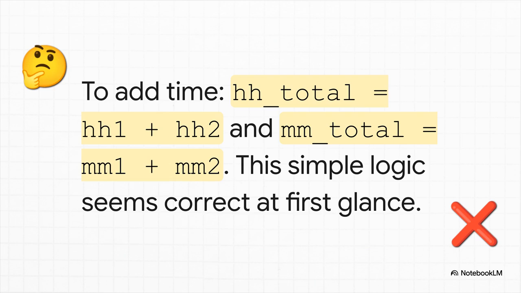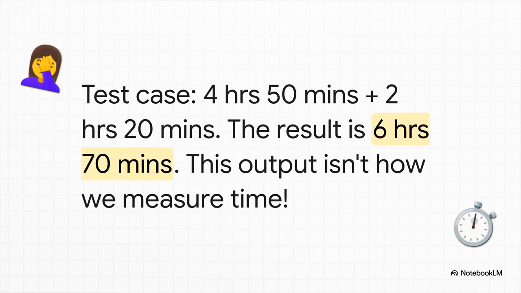Let's look at a really clear example. Here's an algorithm to add 2 lengths of time together. The logic seems simple enough. Add the hours together and add the minutes together. Makes total sense, right? But watch what happens when we test it. If we add 4 hours and 50 minutes to 2 hours and 20 minutes, our algorithm spits out 6 hours and 70 minutes. Oops, that's not how time works.